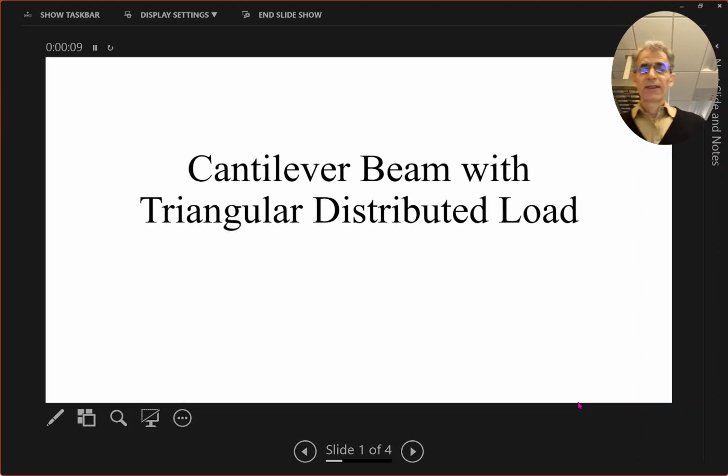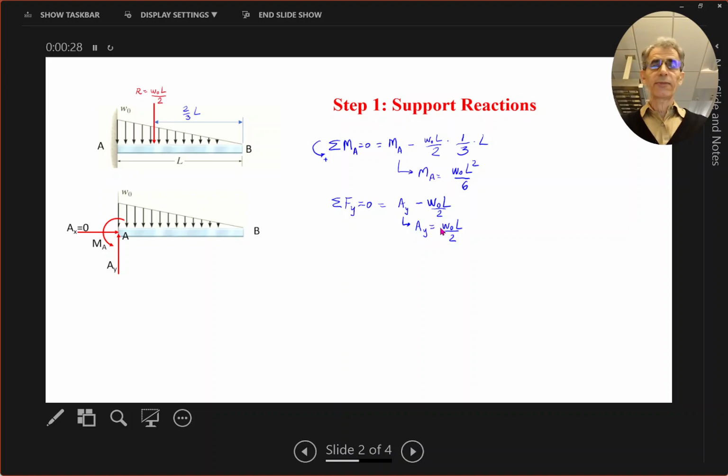Good morning. For this beam theory problem, we complicate things a little bit more. So we have a cantilever beam, but the complication comes from the fact that the distributed load is triangular this time. It's a little bit more work for us. The first step, like usual, all three steps are the same.